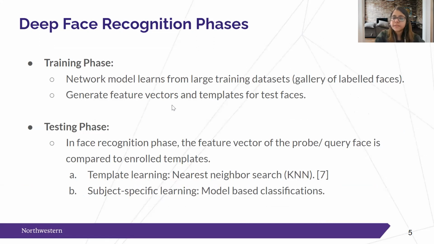So as I said, in the training phase, the network model is learning from large databases, and you generate feature vectors and templates for the test phases. But in the testing phase, again, there are two sub methods: template learning, which KNN employs, and subject specific learning. So model based classifications use that kind of approach.